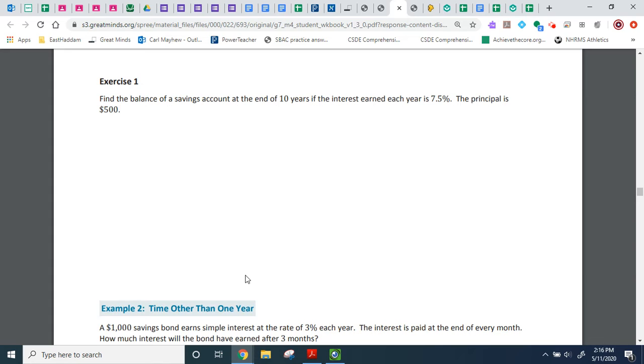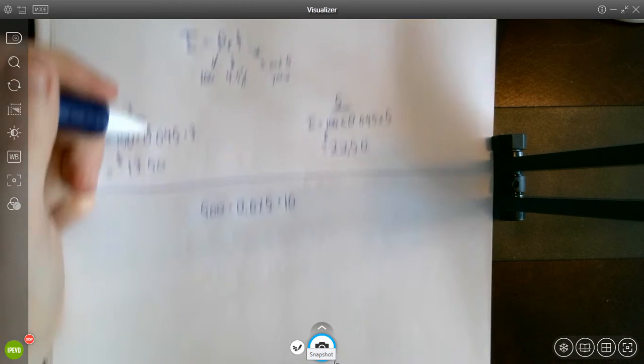This one, find the balance of a savings account at the end of 10 years if the interest earned each year is 7.5%. The principal is 500. So once again, the principal is 500. Our rate is 7.5%. So what is that as a decimal? And so that should be 0.075. And then we're going to multiply that by 10 for the amount of years that we have there. So our equation should look like that right there.